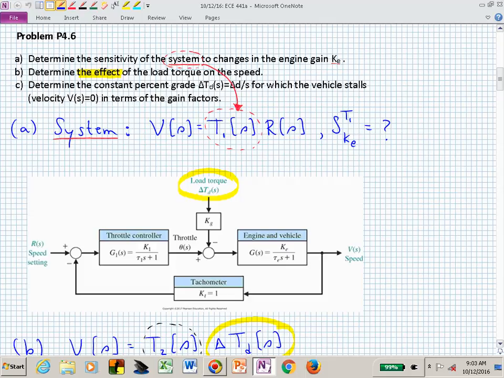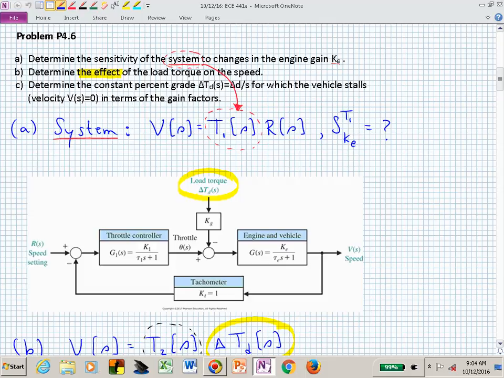T sub 1 is between the speed setting and the speed. So you're saying V of S over R of S is T sub 1. And to find these transfer functions, you can set the other inputs to 0. Because they're linear systems, superposition holds, and if you're interested in how one input impacts the output, you can set all the other inputs to 0 while you're investigating that one. And in this case, you would be setting or not even considering T sub D.